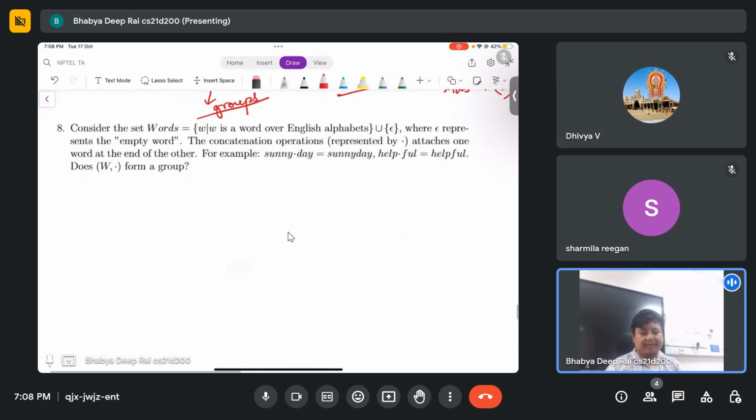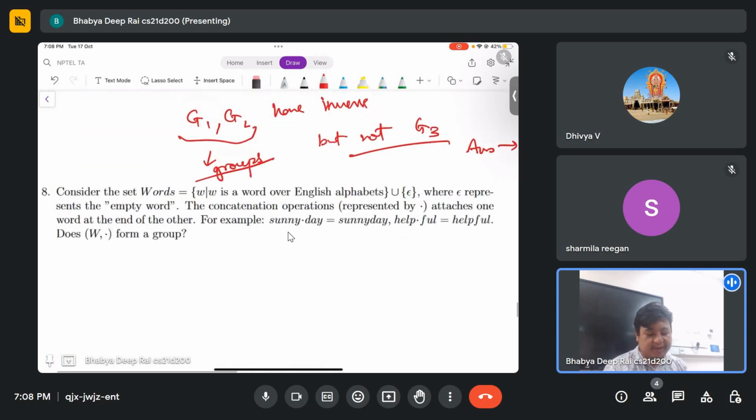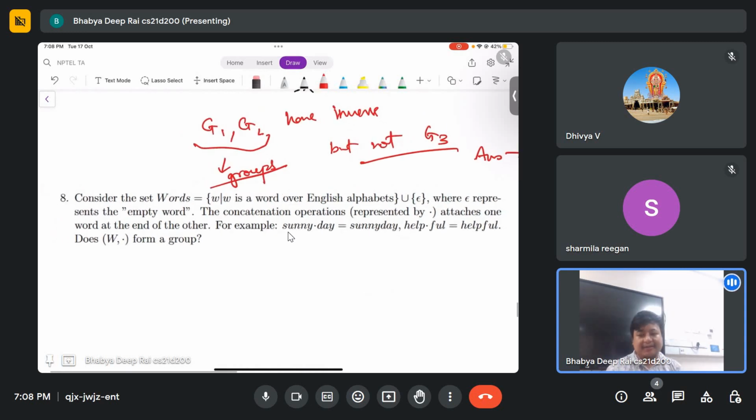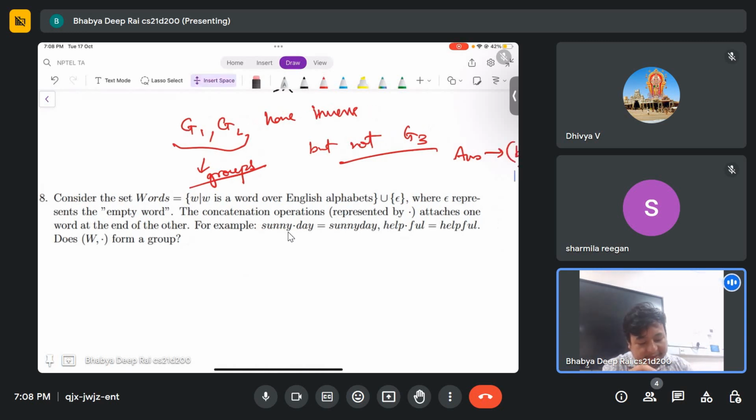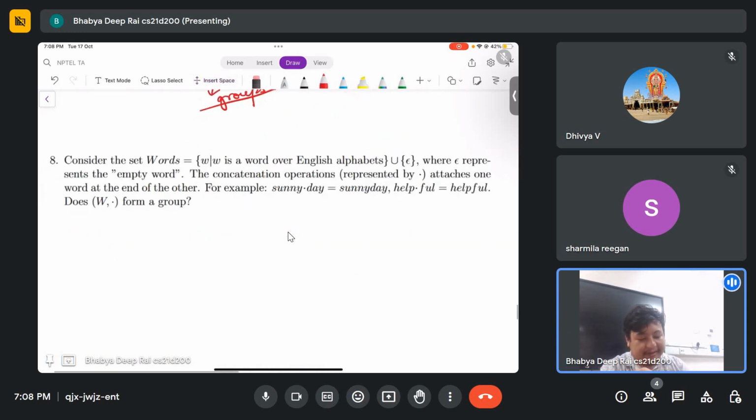So look at this question. I want you to try your hand at it. The question says the following. Consider the set of words. Let me create some space. Consider the set W such that W is a word over English alphabets, union epsilon. What does epsilon represent? Epsilon represents the empty word. Say in this imaginary world, there is also something called the empty word.